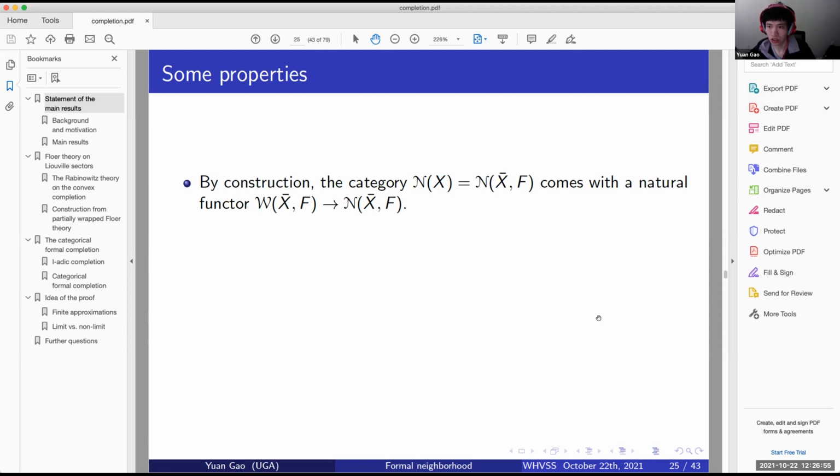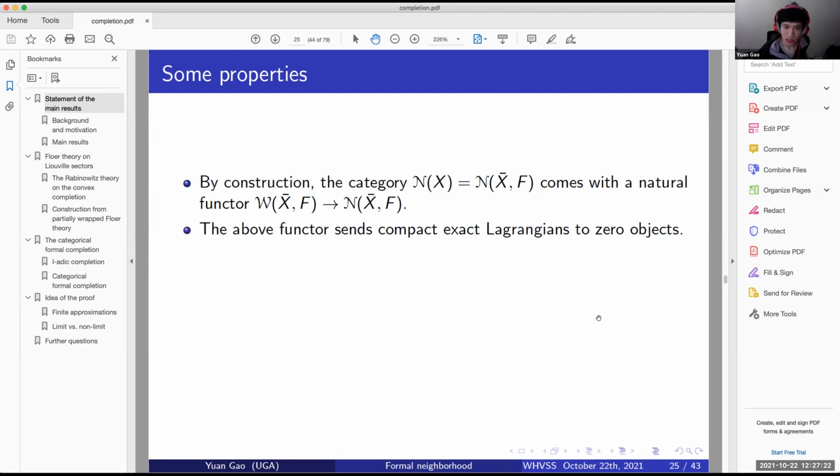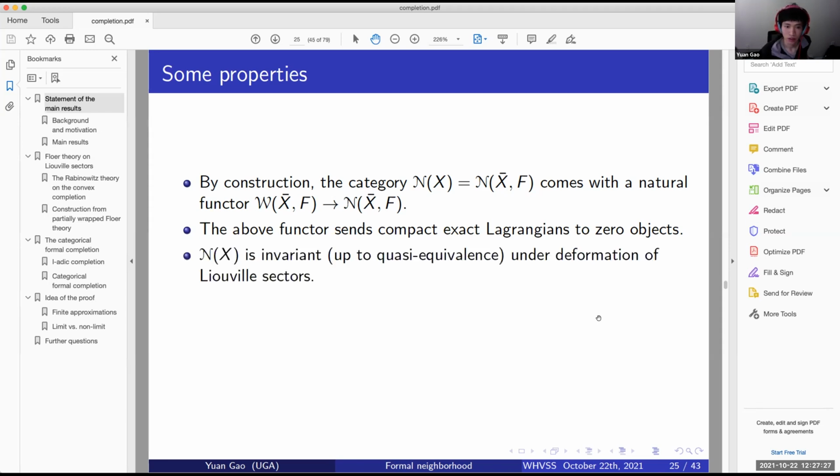So by construction, there's a natural functor from the partial wrapped category stopped at F to this N. And this functor is a very naive functor. It's just the inclusion of the subcomplex into the mapping cone, with no higher order terms. In fact, many of the functors are of this kind. And that functor sends compact exact Lagrangians to 0, and it also satisfies some deformation equivalence property.